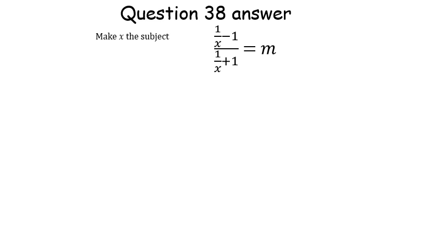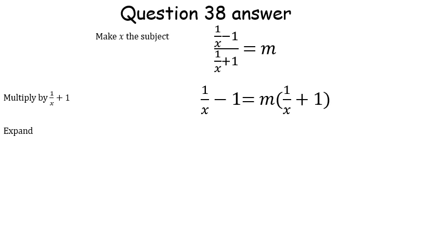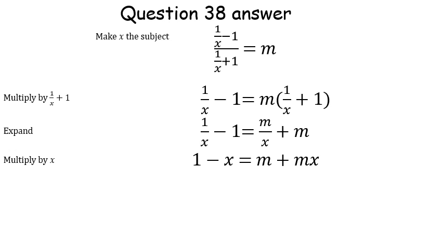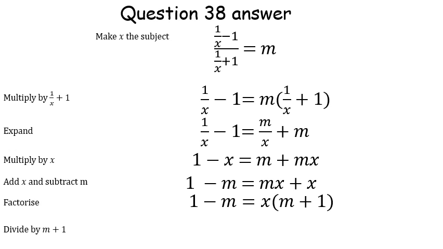Question 38. I started by multiplying both sides of the equals sign by 1 over x plus 1. I then expanded the brackets and multiplied by x. I then added x and subtracted m from both sides. I then factorised to get the x on its own and divided by m plus 1, getting x equals 1 minus m over m plus 1.